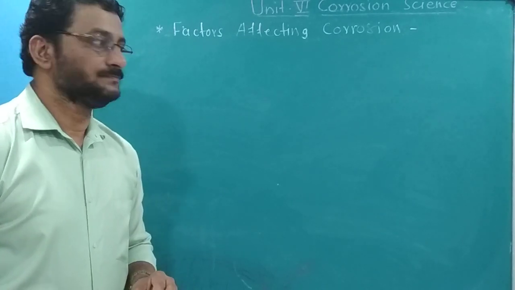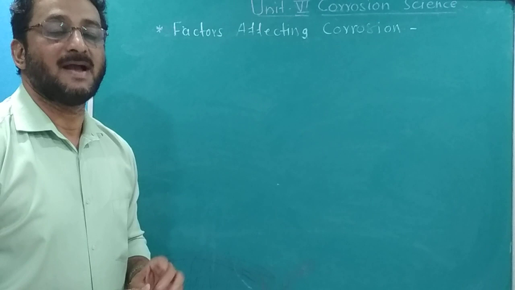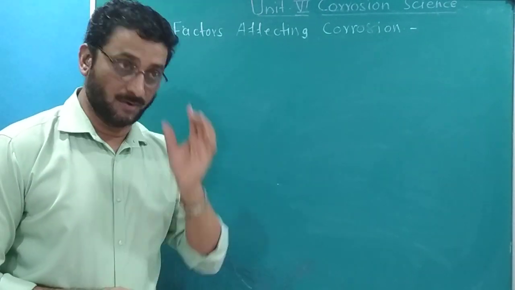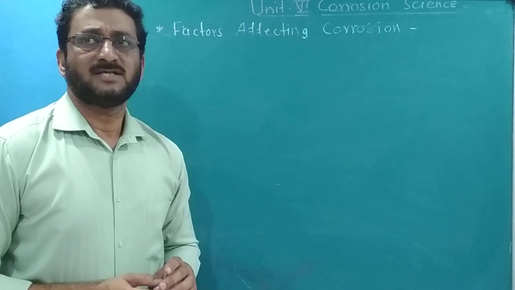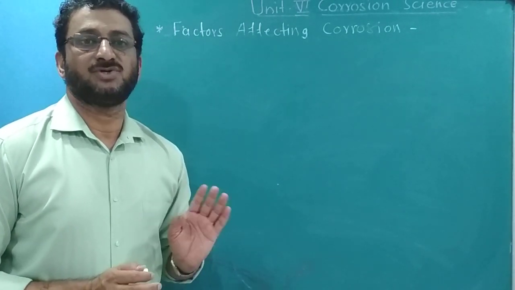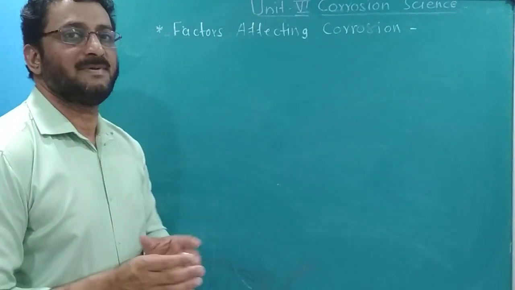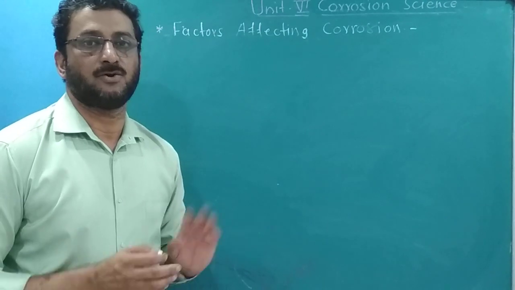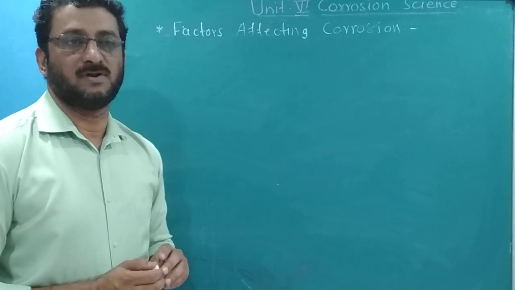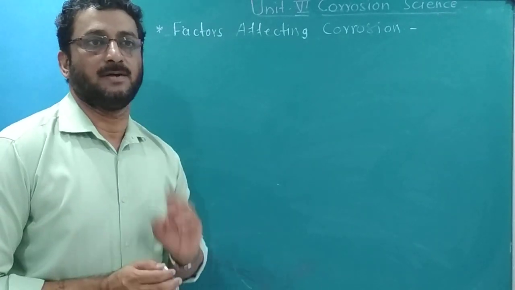Dear friends, next topic after the mechanism of wet corrosion is the factors affecting corrosion. Okay. Now as far as the exam is concerned, you may get one question of 6 marks, maybe like explain 6 factors affecting corrosion. Meaning that you are getting 1 mark for one factor. In that case, just minimum content is required.